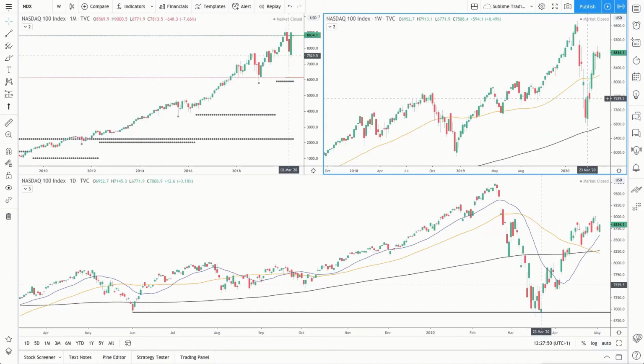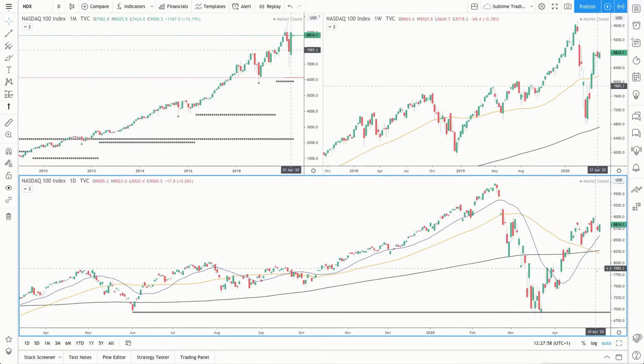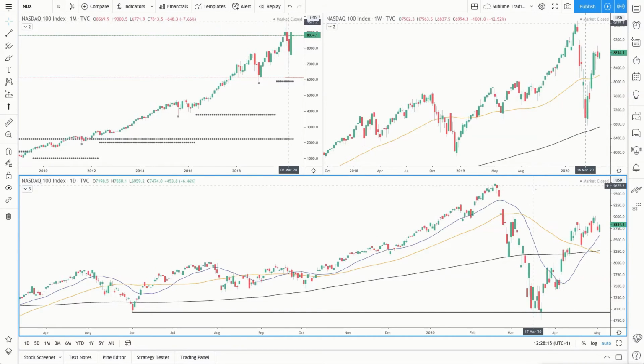So again, is this an end to this pullback and a move back to the downside, or are we seeing strength back to the all-time high? Well, if you come down to the daily time frame, we can see that price is above all three moving averages. The 20 simple moving average is acting as immediate support. We had a bullish day yesterday, so what we now want to see is potentially further strength through the high of April and then further strength back to the all-time high.